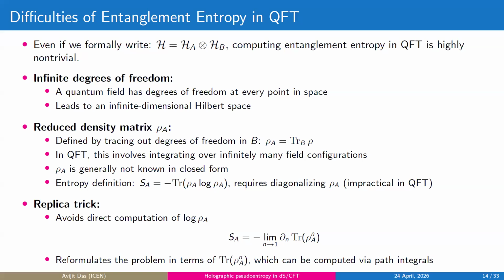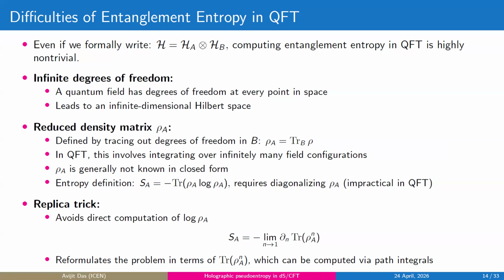And one more thing is that it's very difficult to find a closed form expression for this density matrix. And one more thing is to take the log of this quantity. If it is infinite dimensional, then it's very difficult to take the log of this thing. So due to these many problems, it's very difficult to do quantum field theory calculation of entanglement entropy. So what we do, we use the replica trick. I will talk about what this replica trick is.